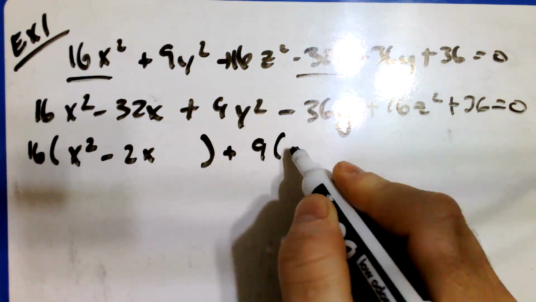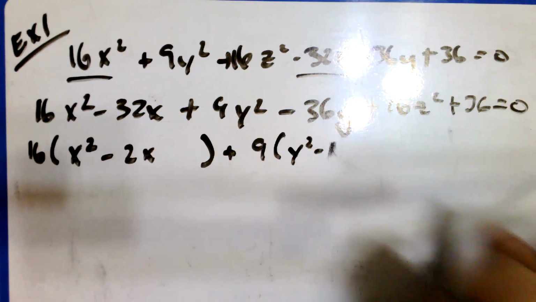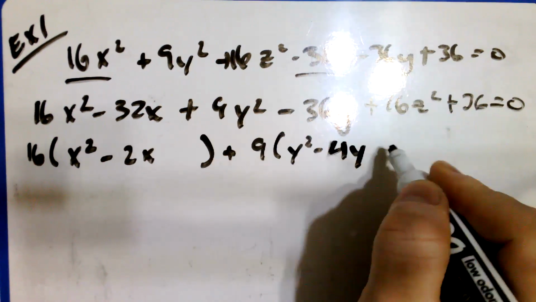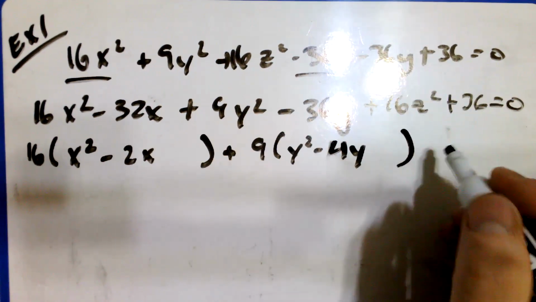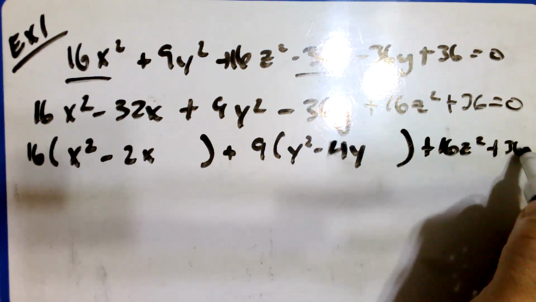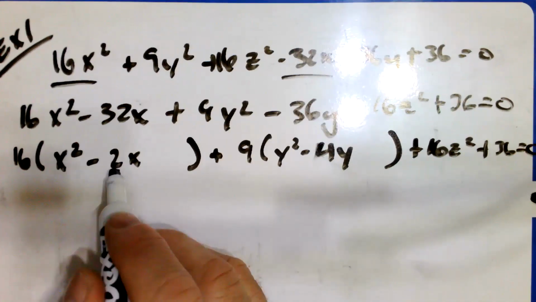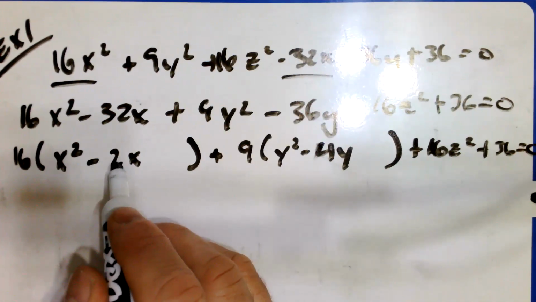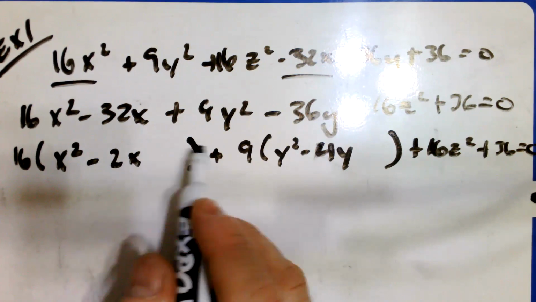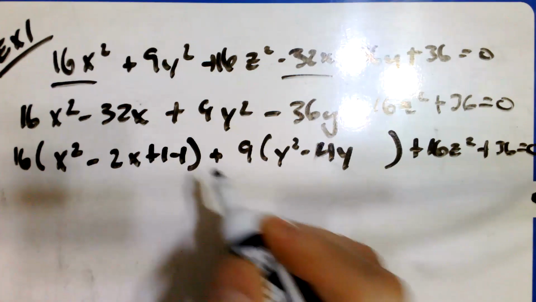Here I have a 9 in common, so I'm going to factor that out. Oh, I forgot my 4. And then again, I'm going to leave a gap there to remind me that I have to complete the square there. The 16z squared plus 36 equals 0 is just going to come along for the ride. Okay? And here I'm going to complete the square, so I'm going to divide this -2 by 2, and then I add and subtract the square of that division. So in this case, it's going to be a plus or minus 1.